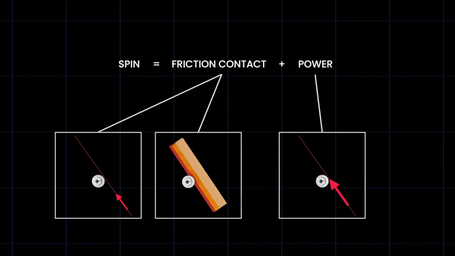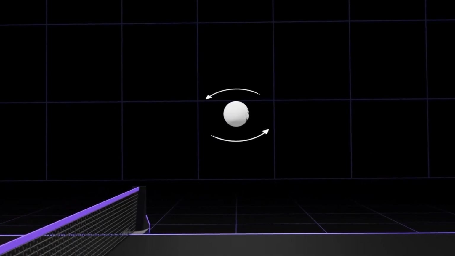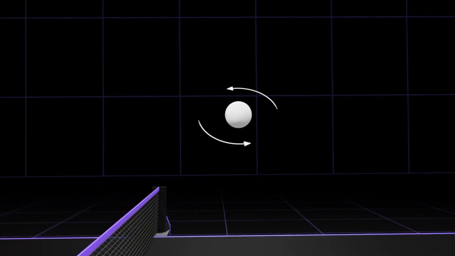Increasing stroke speed will enhance spin, but only if the quality of the contact is not compromised. Mastering these aspects will allow you to generate more spin in your shots, making them more effective and harder to return.